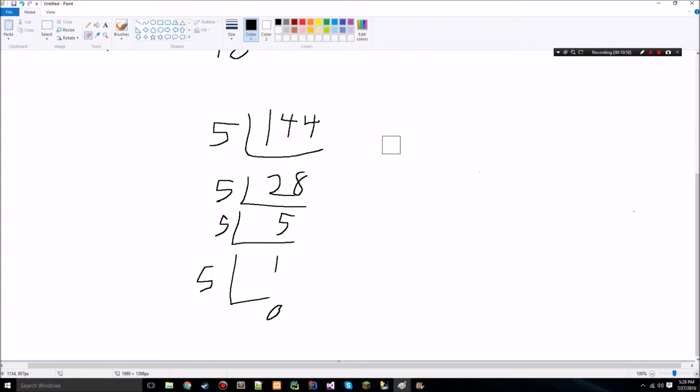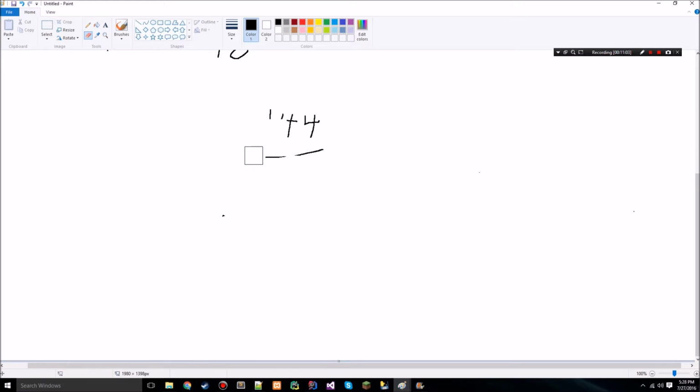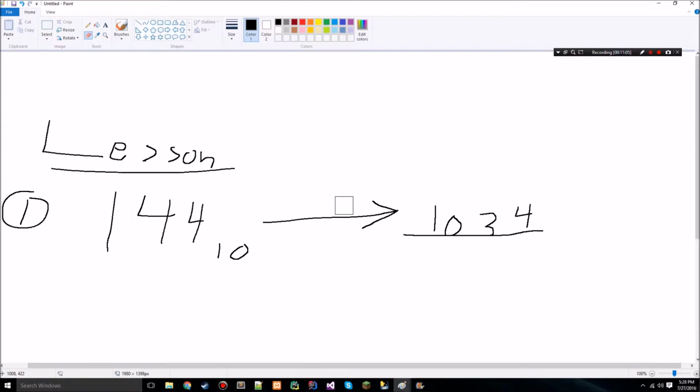Alright, so that was mountain division. Now we're going to be taking a look at another example, and we're going to be using mountain division with this.